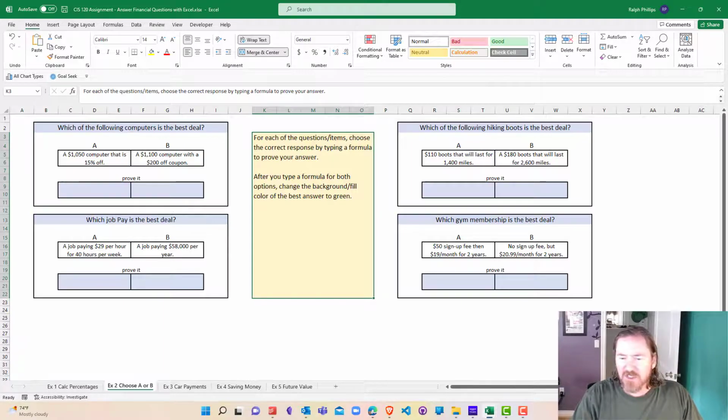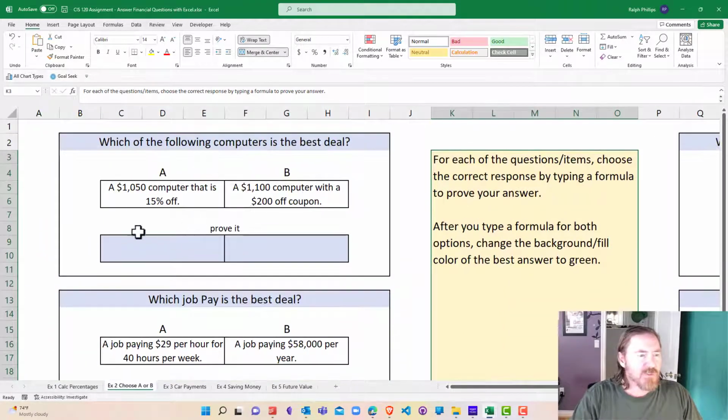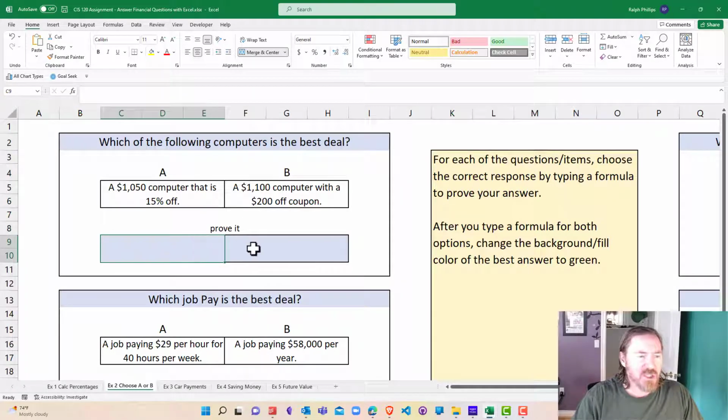So in our first situation, let's go ahead and zoom in on this. I'm looking at a couple of computers. A computer that's $1,050, 15% off, or a $1,100 computer that's $200 off. You may be able to do the math in your head. You may be able to guess well, but I'm going to be looking to see that you actually write math or Excel formulas in here to prove your decision. So let's try this out.